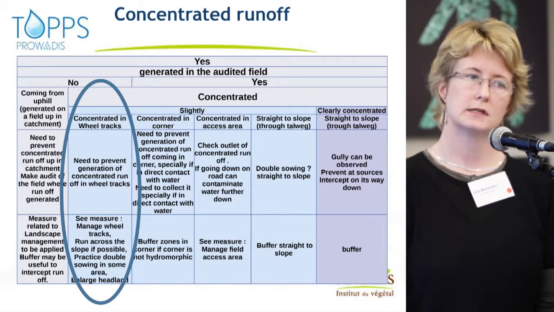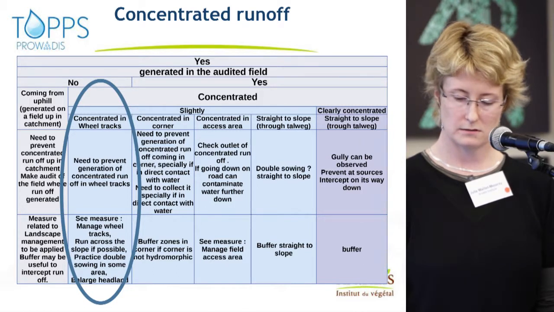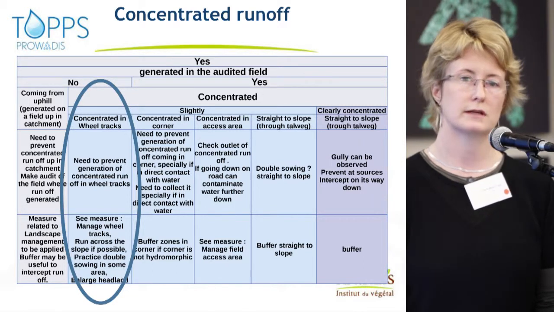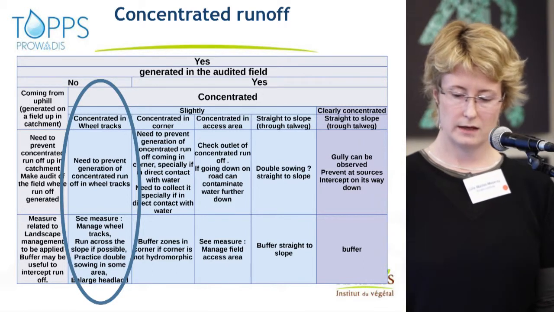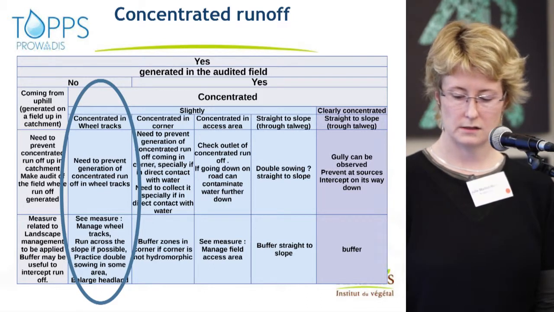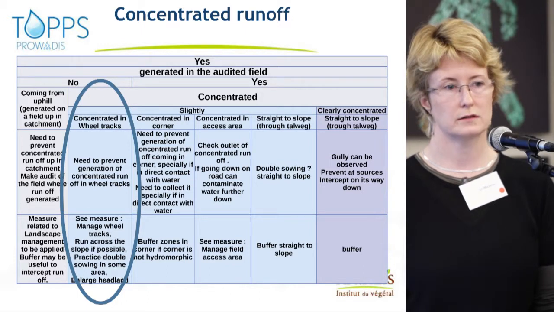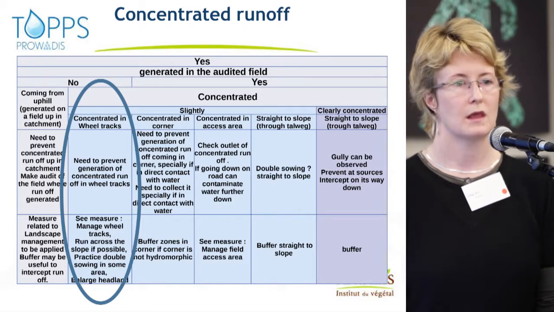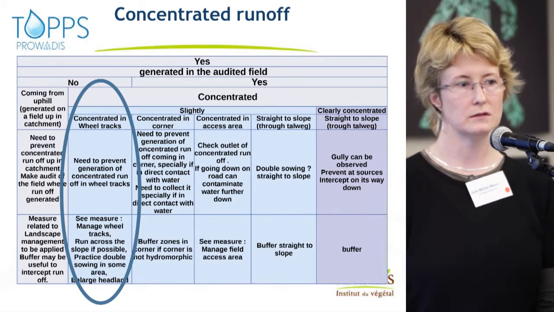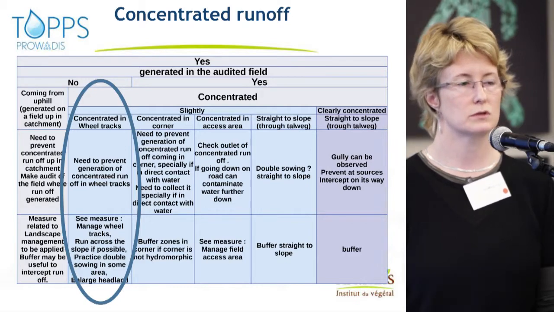Finally, we have gathered a lot of information at field scale. And this information at field scale allows us to identify water circulation. But we really need to be able to implement suitable measures at catchment scale. We need to upscale this information.